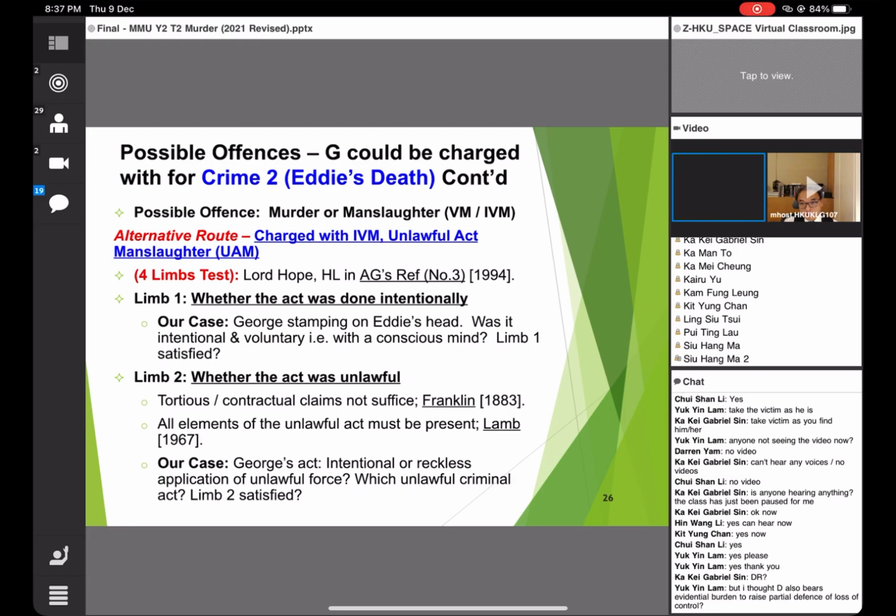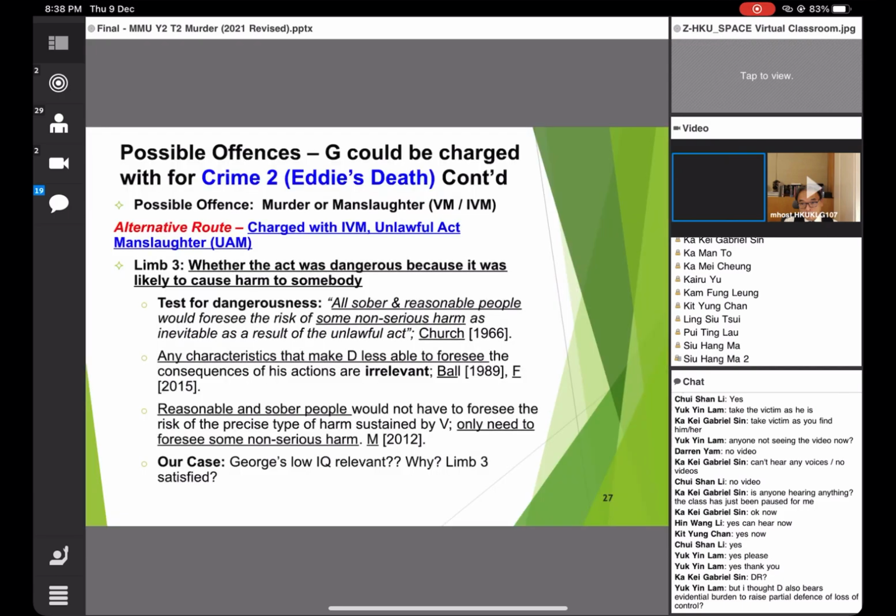Very simple, this is. Okay? It is battery, remember? Battery is defined as the intentional or reckless application of unlawful force. So here we have this base crime established. And limb number 2 is established. Okay, so far, out of the 4 limbs, we have limb number 1 with limb number 2 established. Let us move on to limb number 3.